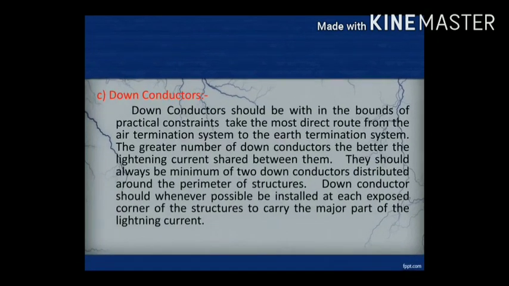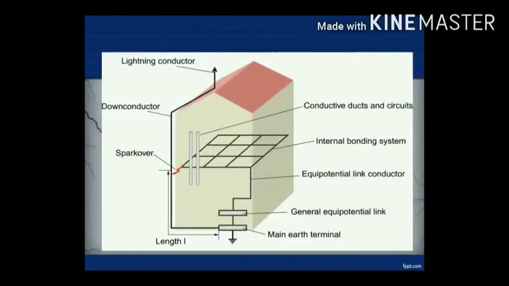Next one is down conductors. Down conductors should, within the bounds of practical constraints, take the most direct route from the air termination system to the earth termination system. The greater the number of down conductors, the better the lightning current is shared between them. There should always be a minimum of 2 down conductors distributed around the perimeter of the structure. A down conductor should, whenever possible, be installed at each exposed corner of the structure to carry the major part of the lightning current. This is an image of down conductors.